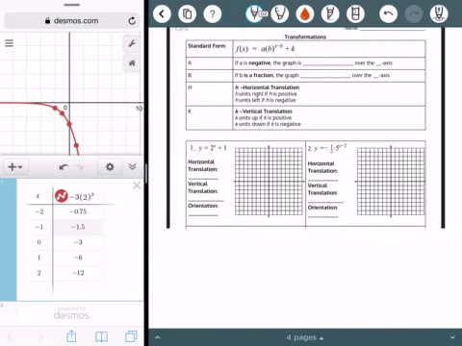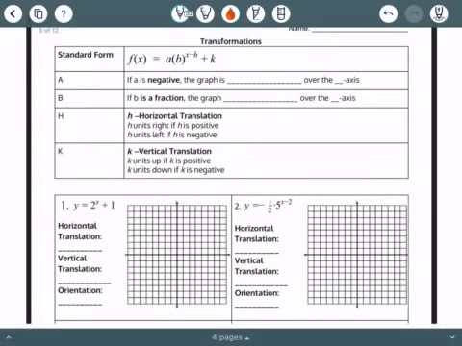All right. Once we've graphed them and we've looked at what you noticed, we're going to talk about what the transformations are. So if I'm looking at my transformations here, there's a standard form. We've seen the standard form before. This is like y equals mx plus b, or x squared plus b squared, or bx plus c.